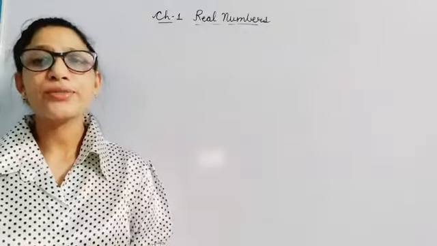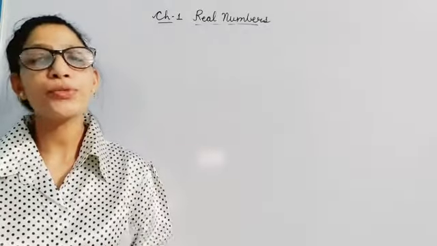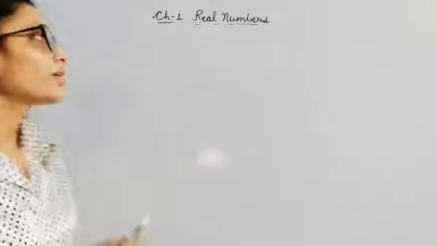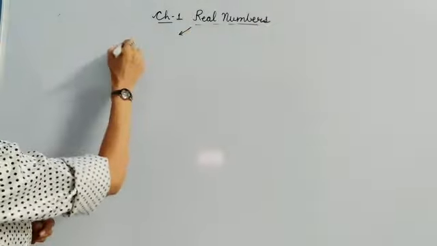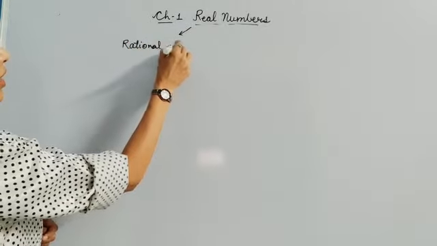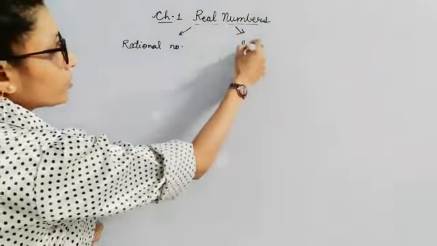Hi everyone, today we are going to learn about real numbers. Let's define real numbers. Real numbers are the combination of rational numbers and irrational numbers.